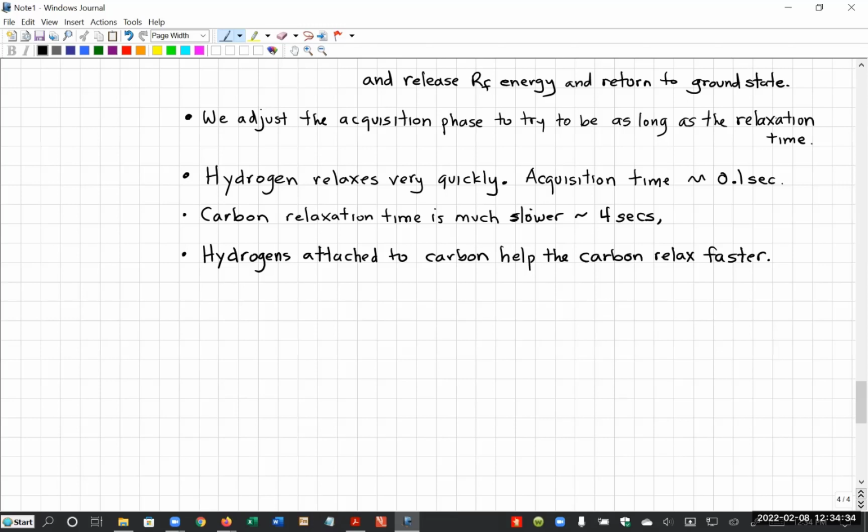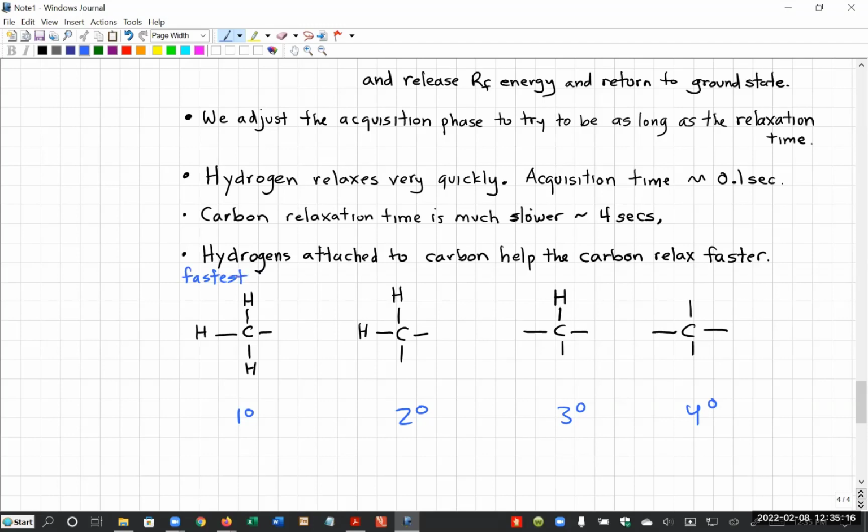I don't have the actual numbers, but basically, if we look, and I'll have to look, I have another book. I have a couple books I'm using as my references here. So this is primary, secondary, tertiary, quaternary. It's complicated by the fact that you could have other elements here, but if we just look at this, this has the fastest relaxation. This is the slowest relaxation.